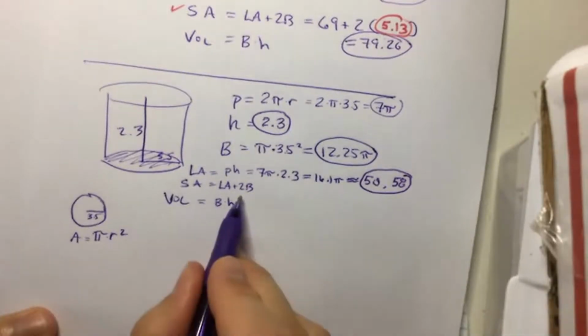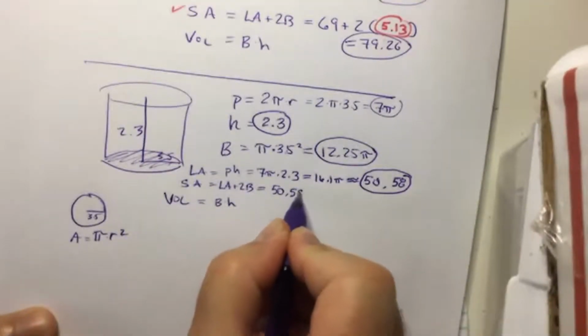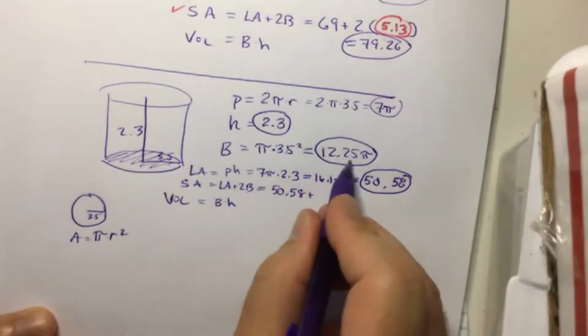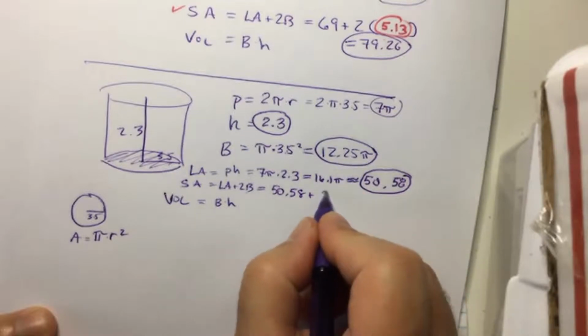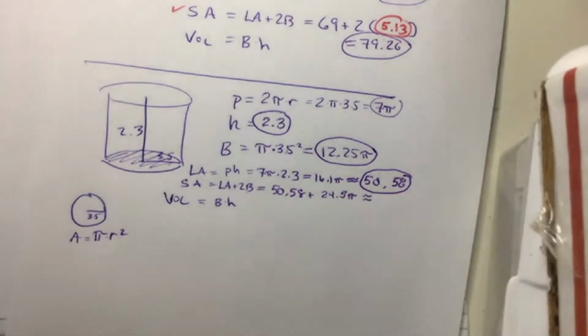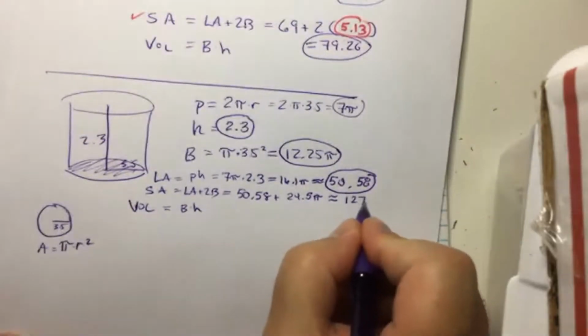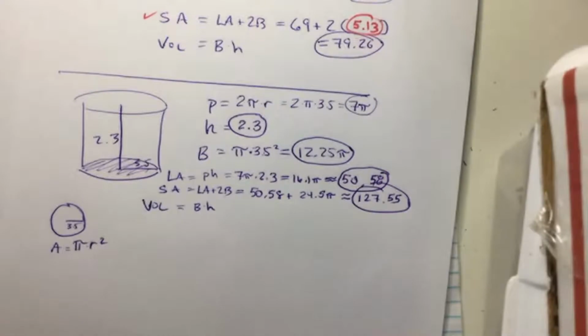So to find the surface area, we're going to take what we just found and add to it 2 of the bases. 12.25 times 2 is 24.5. And so when I plug that into a calculator, adding on 24.5 times pi, I get an approximate total of 127.55. For some of you, that's your solution. We're going to continue anyway.